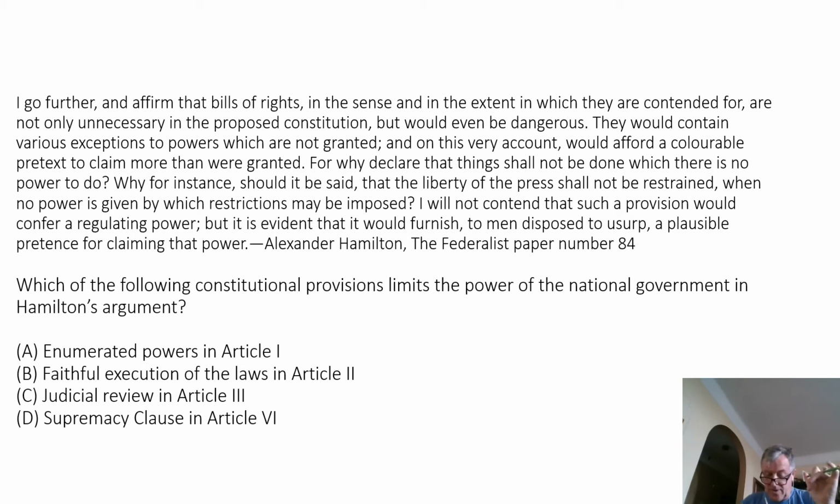Hamilton is arguing against a Bill of Rights because he feels it enables the government to assume they have more power than is actually given them. The power given to the government is specifically listed and is called enumerated, expressed, or delegated powers. The answer, therefore, is 1.